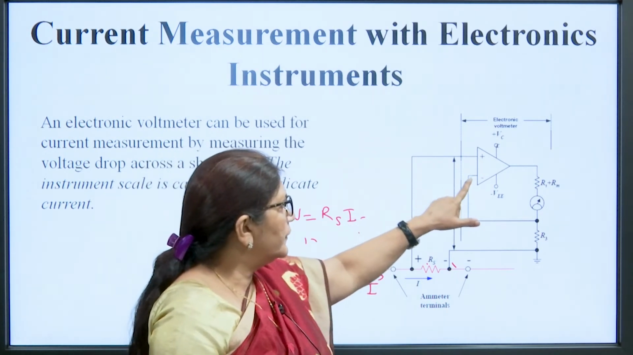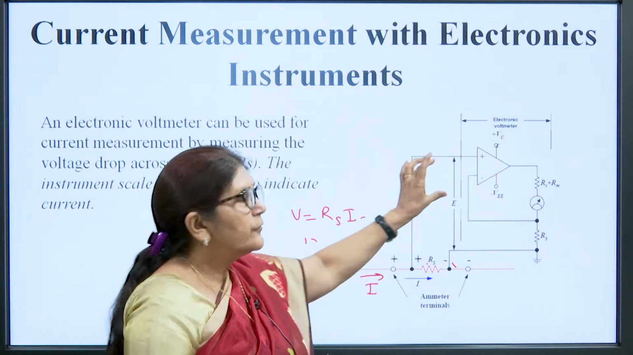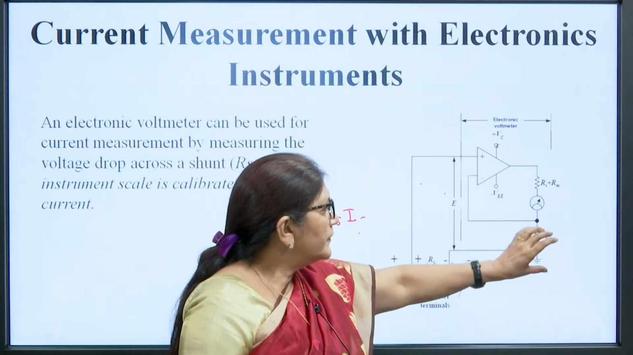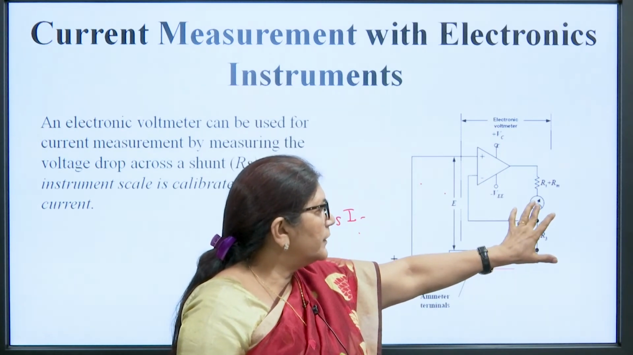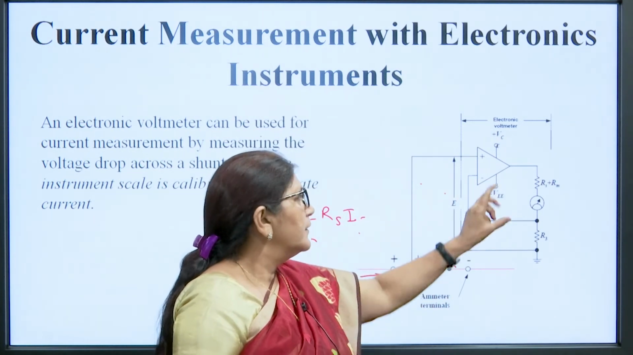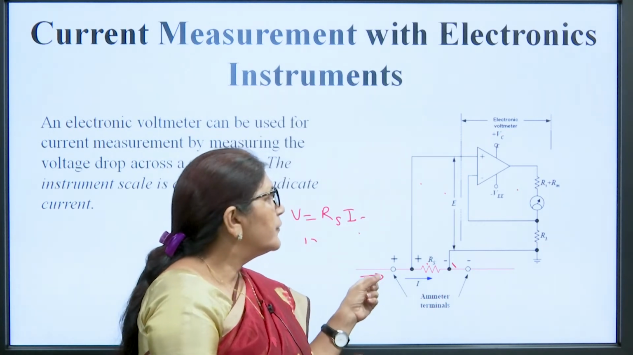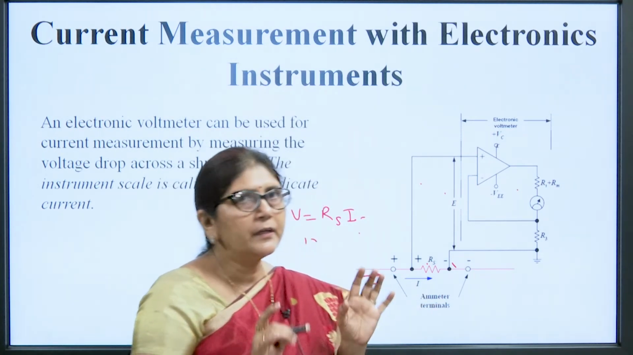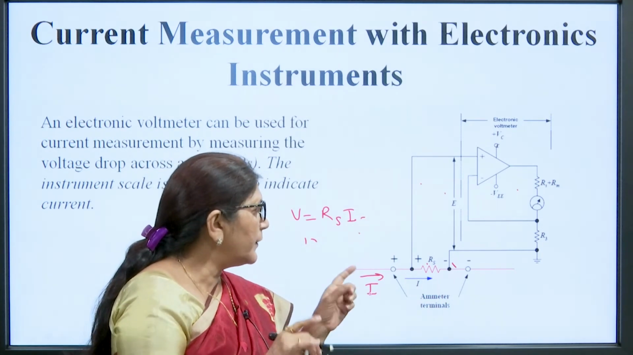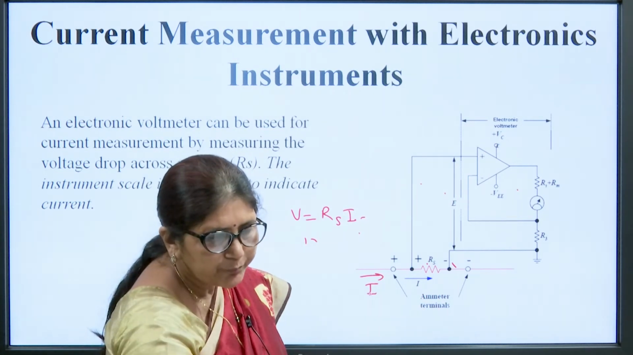So this E voltage is proportional to the current, and this voltage is applied at the operational amplifier. In this operational amplifier a meter is placed, and this meter will show the voltage that is proportional to the current. In this way we can measure the current by using the voltmeter. So this is the current measurement instrument.